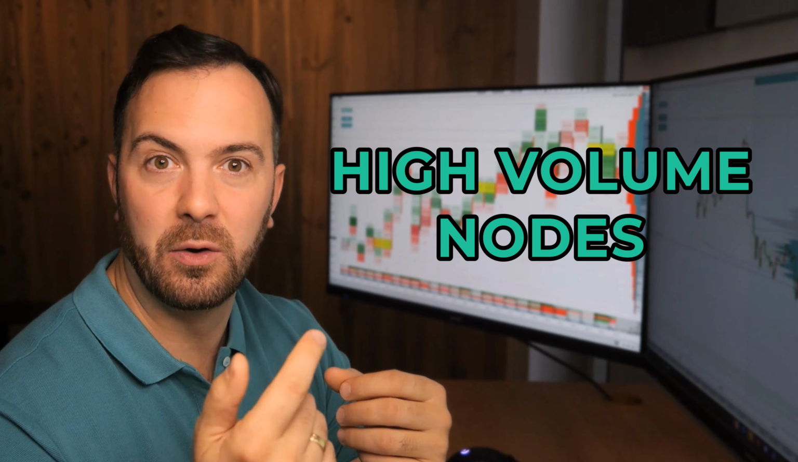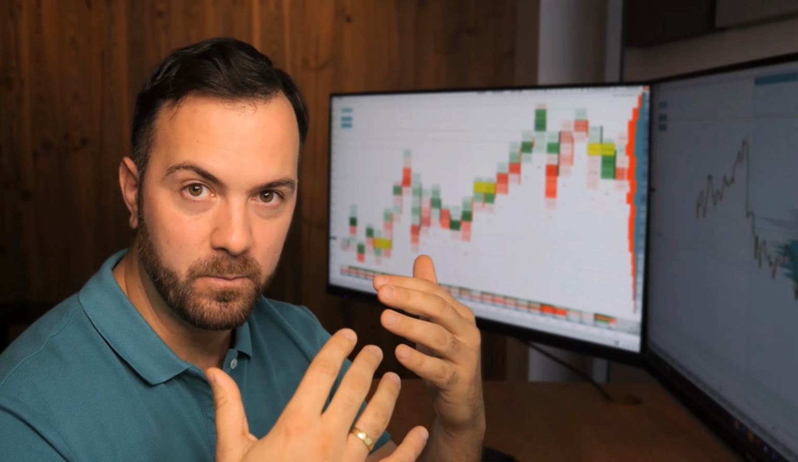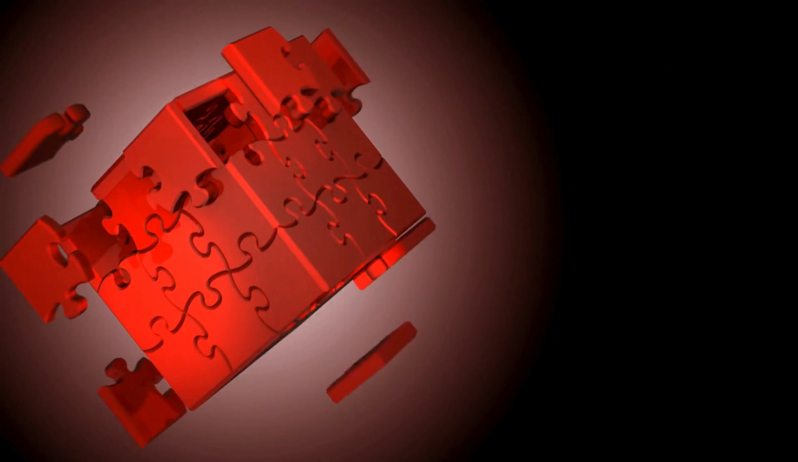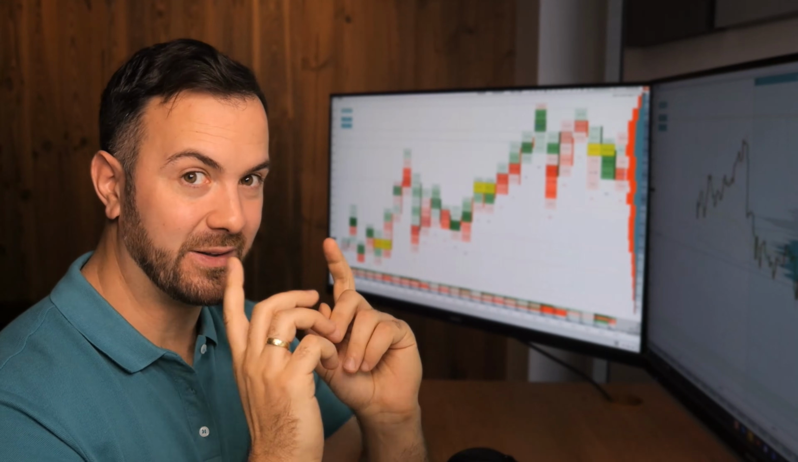So we'll talk about volume clusters, high volume nodes, imbalances, delta, cumulative delta, and so on. And in the end, I'll also show you how to organize everything together to create your own order flow workspace. Alright? So let's get to it.